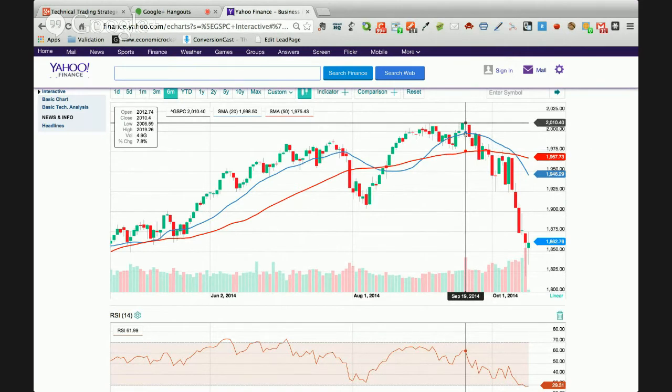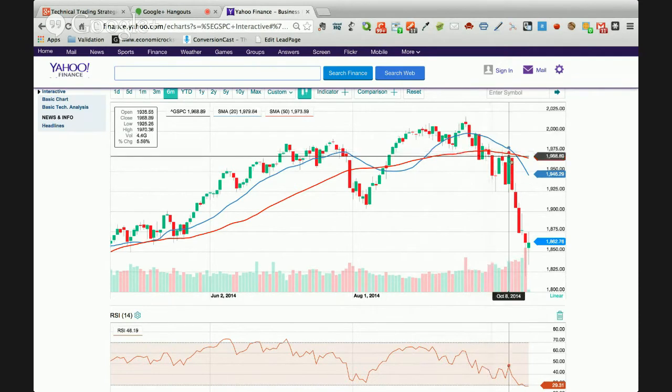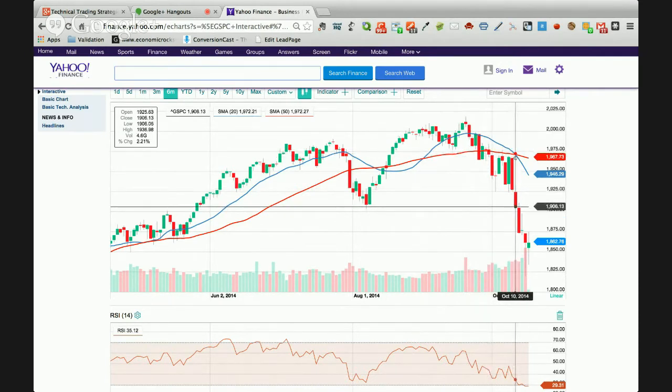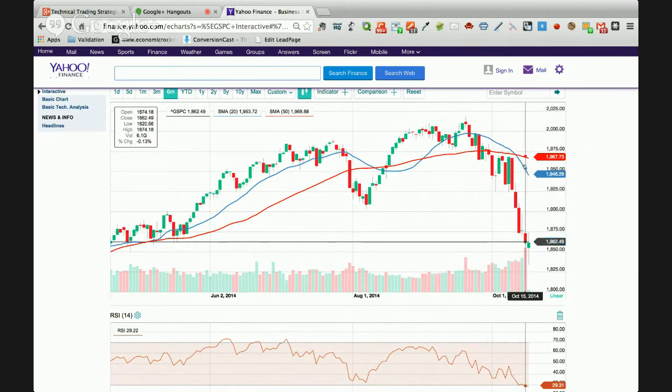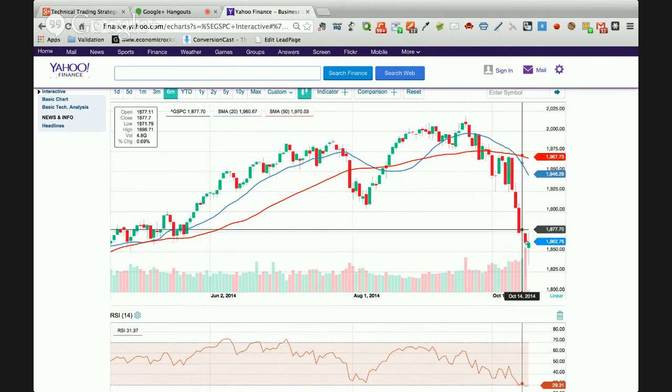So if you're solely concerned with looking at simple moving average lines and waiting for the crossover to occur, you're not going to get out of the market here. You're probably going to get out of the market around here, which is at the slowest point.